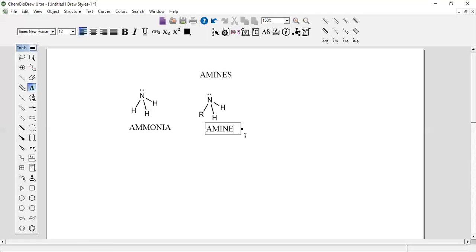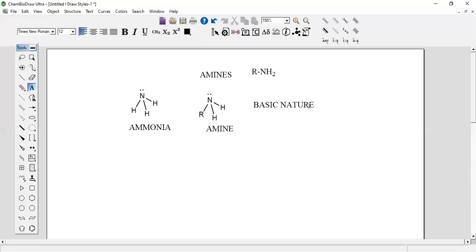Generally amines are represented with a formula like RNH2, isn't it? This I told you yesterday. This is ammonia, and these are the derivatives of ammonia. In ammonia, hydrogen is replaced by an alkyl group. And what is the nature of amines? They are basic in nature.